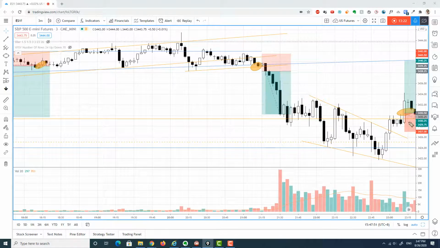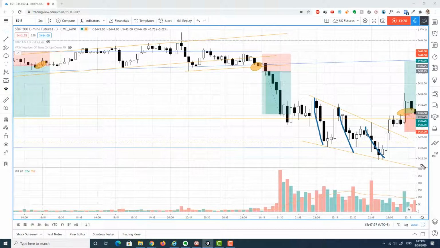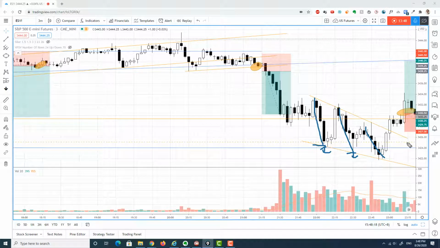If we compare to this down wave, another down wave. So this is a down wave. You can see that the down wave is getting shorter, and the thrust to the downside is getting shorter as well. So we have shortening of the downward thrust plus the down wave. So definitely, I think the momentum to the downside is getting exhausted.